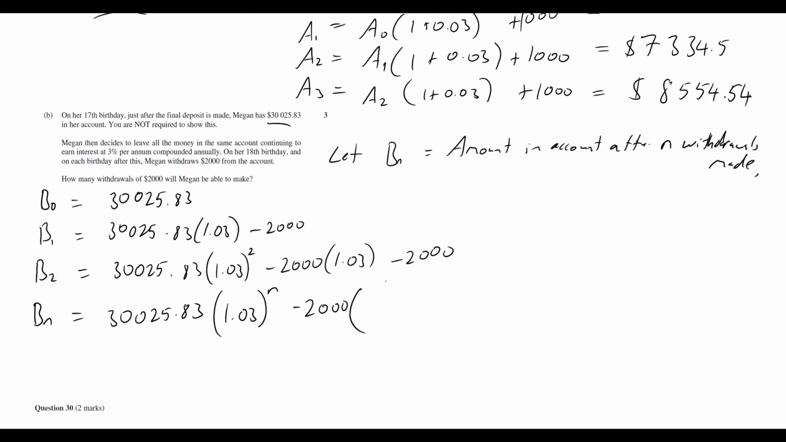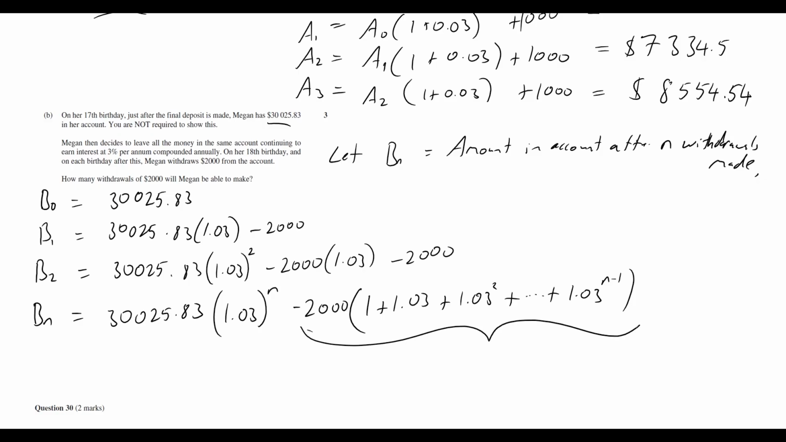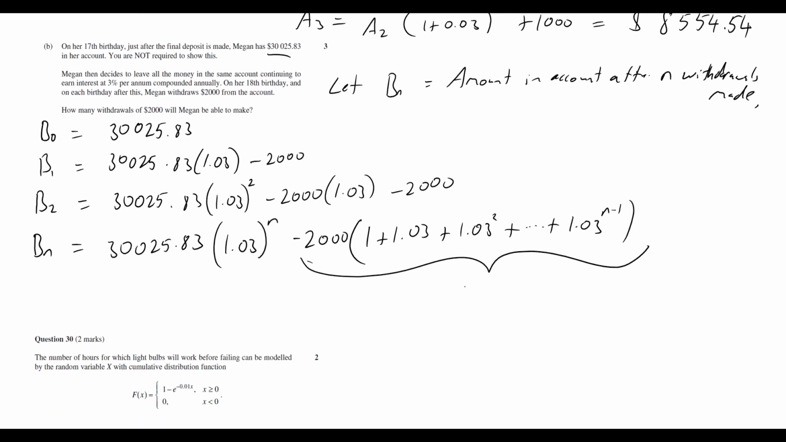So we can now write that as minus 2,000 times 1 plus 1.03 plus 1.03 squared plus dot dot dot plus 1.03 to the power of n minus 1. Okay, so now as it is a geometric progression, we can then use geometric progression formulas to summarize and simplify that right-hand side a little bit. So what we can do is rewrite that as simply being equal to 2,000 times r to the n minus 1 all over r minus 1. Okay, and we know that r is 1.03, so we can go ahead and fill that in. So 1.03 minus 1 is just going to give us 0.03, and this will become 1.03 to the power of n minus 1 subsequently.